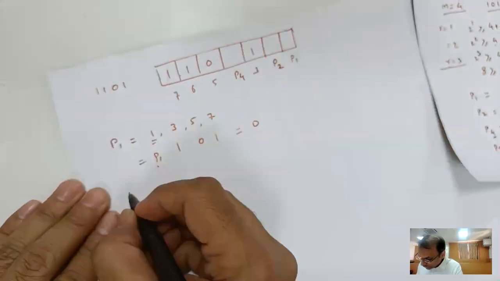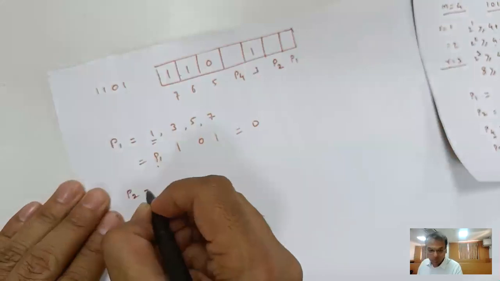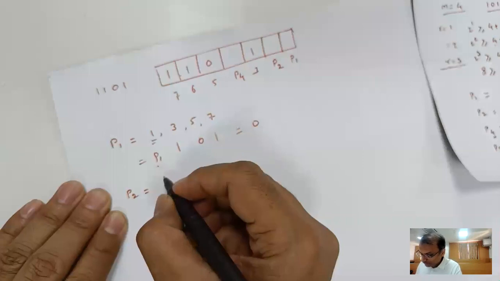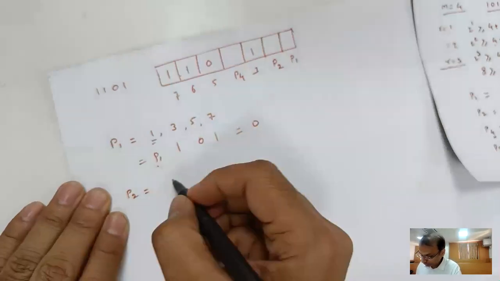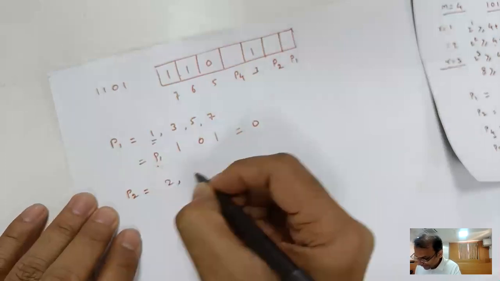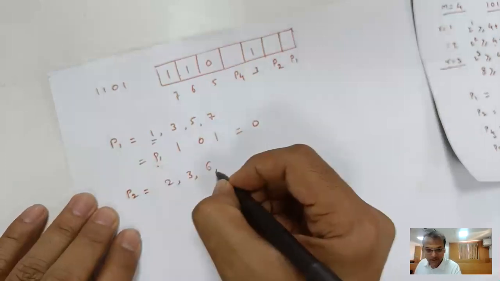Okay, now let us try to find out P2. For P2, what are the numbers that we have to consider? 2, 3, 6, and 7. Is it correct, all of you?